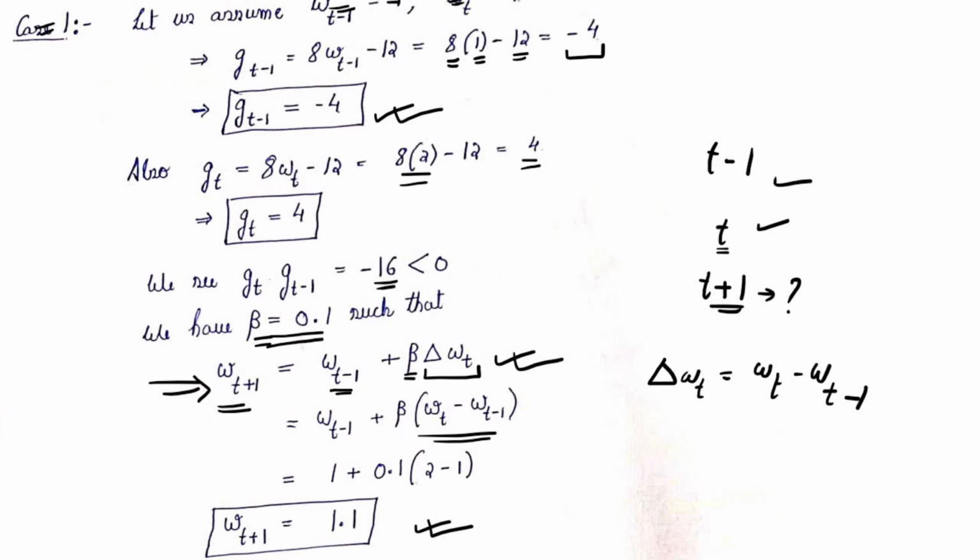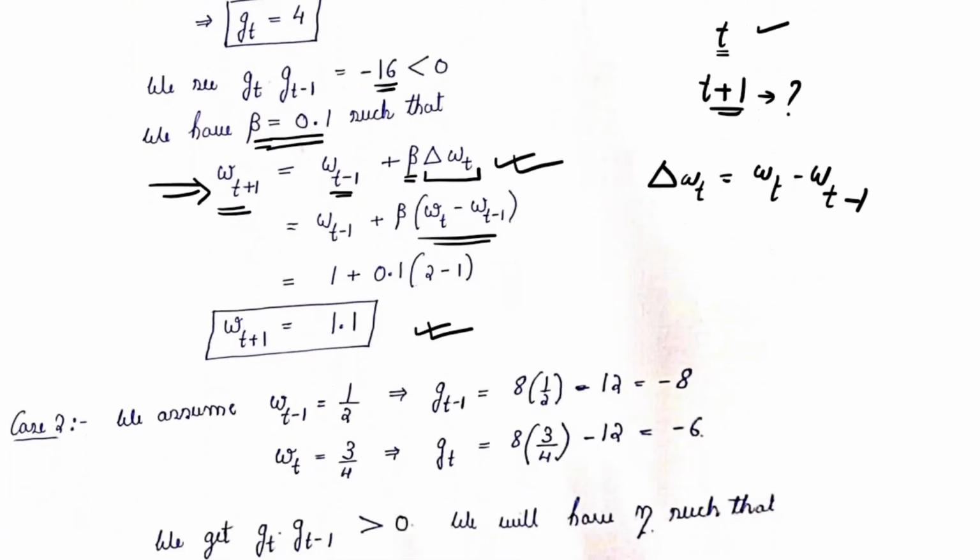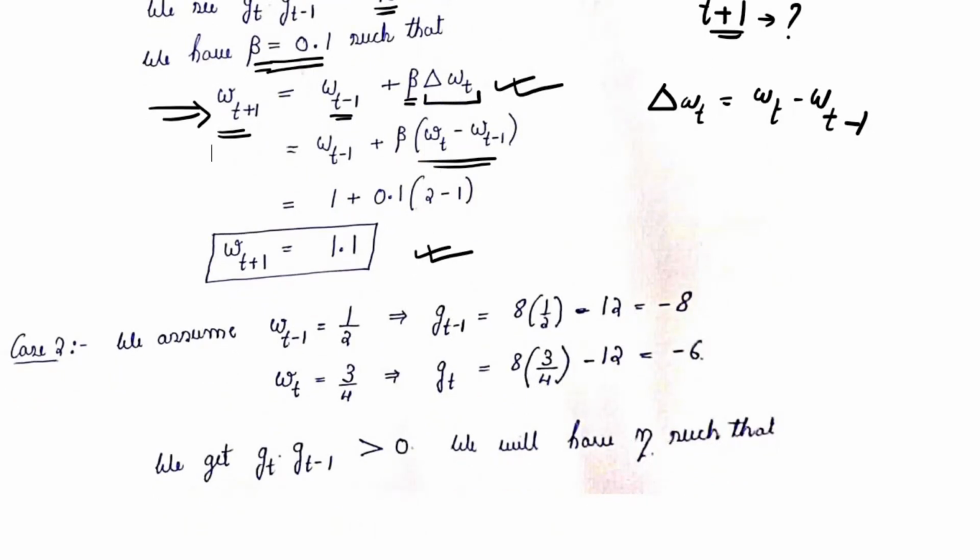Now we consider case 2, where w(t minus 1) was 1/2 and w(t) was 3/4. The gradient at time t minus 1 was minus 8 and the gradient at time t was minus 6, and subsequently we get the product of gradients greater than 0, just opposite to what happened in the last case.